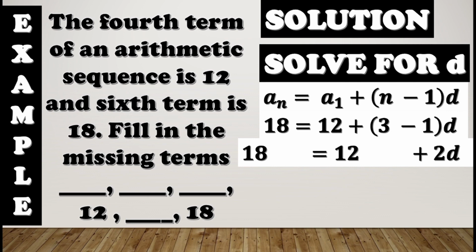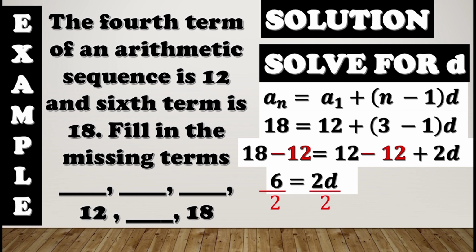Then, we need to get rid of positive 12 on the right side and transpose it to the left side using subtraction property of equality. Simplify. 18 minus 12, we have 6 equals 2d. Because we are solving for the common difference, we need to divide both sides by 2. Therefore, the answer is 3. So in this case, we can directly subtract 3 from our last term, which is 18. That means 18 minus 3, the difference is 15.